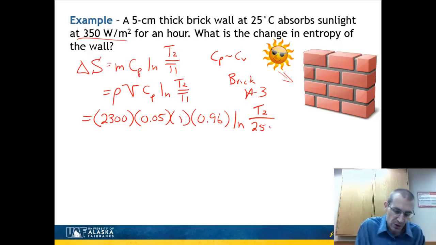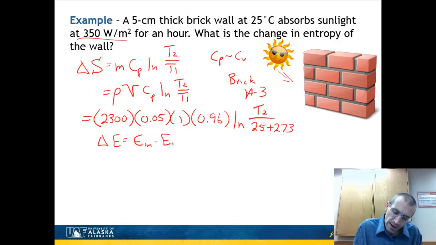Now, a couple things here. This always has to be an absolute temperature, so I'm going to put 273 on there in the denominator. But I need to know what the final temperature is. And so what is the final temperature of this brick wall going to be after an hour with 350 watts per square meter? Well, what I need to do is an energy balance, which says that the change in energy, delta E, is E in minus E out.